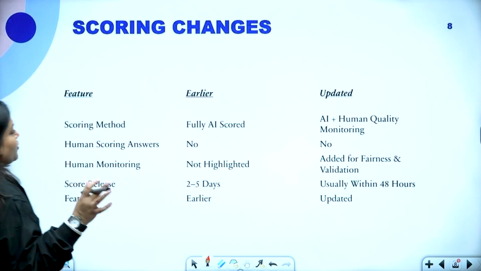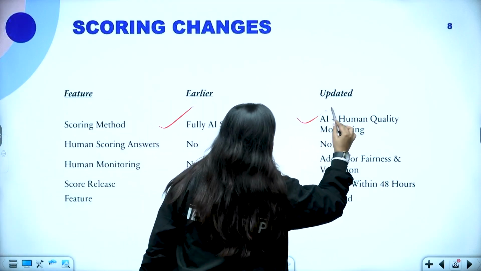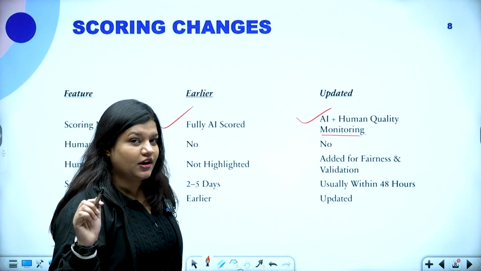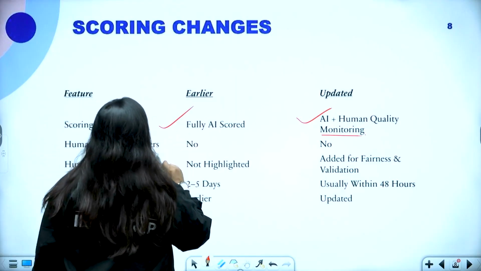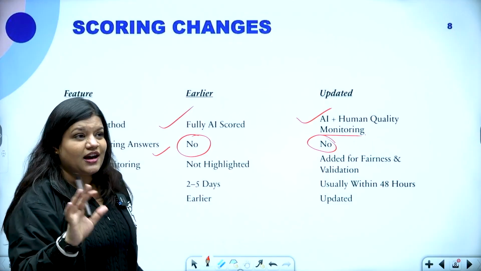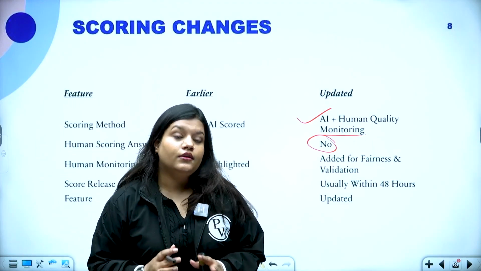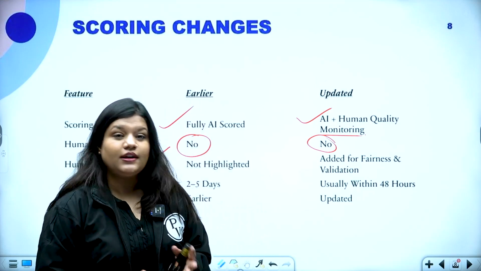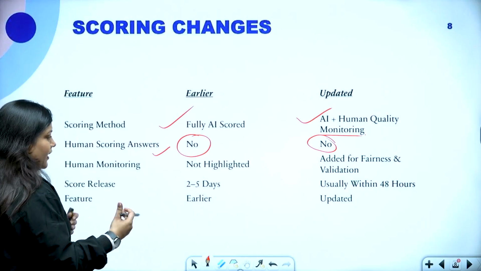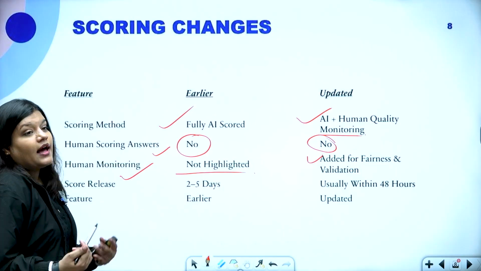Now scoring changes. Earlier it was fully AI scored. Now it is AI with human quality monitoring. Now I'm going to brief you on what exactly human quality monitoring is. Stay with me. Human scoring answers, no. When I say human quality monitoring, I don't mean that humans will check all of your questions one by one and mark them accordingly. Sorry, that's not going to happen. What exactly is the thing? Human monitoring is added for fairness and validation.